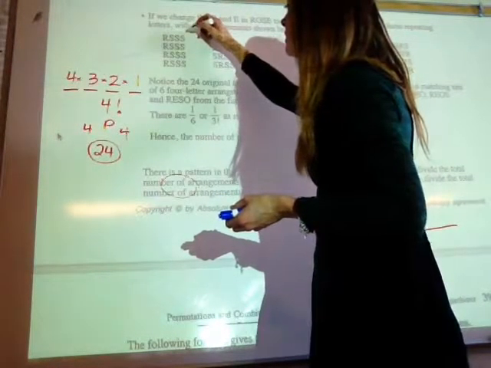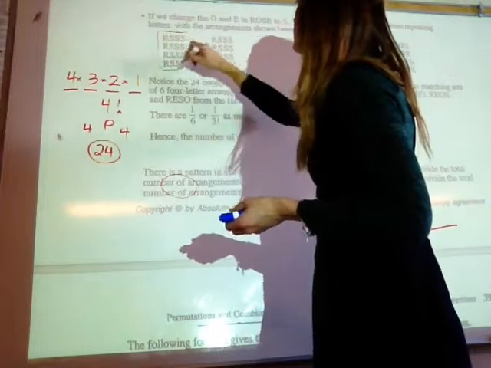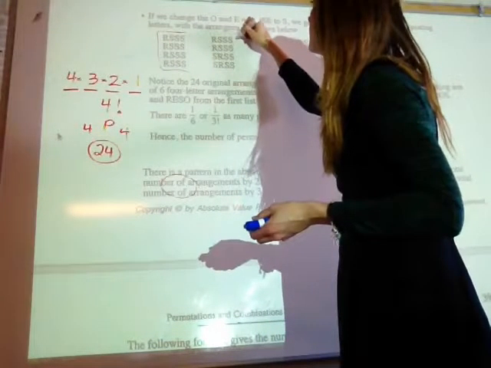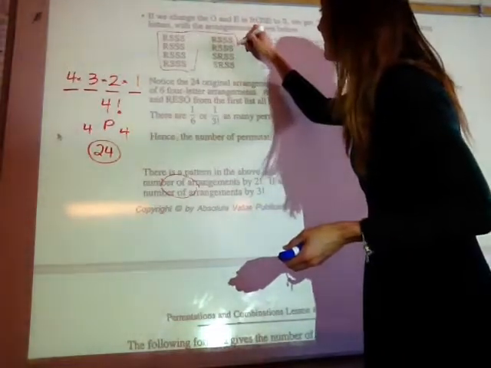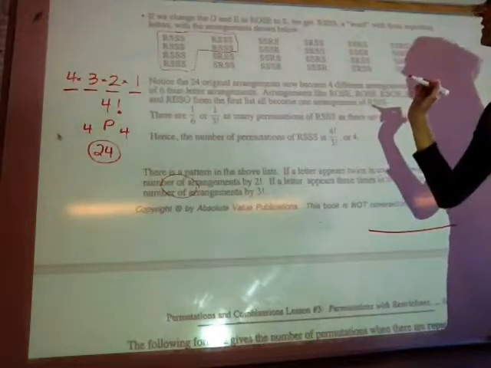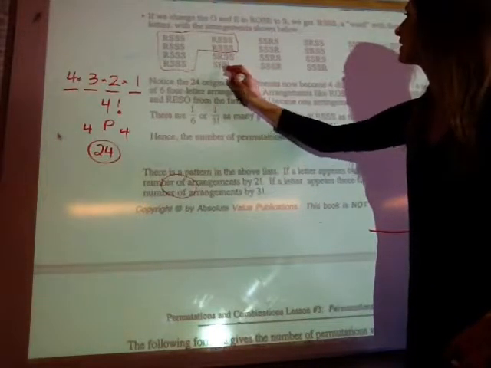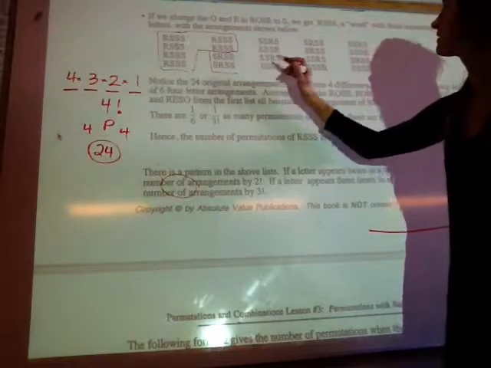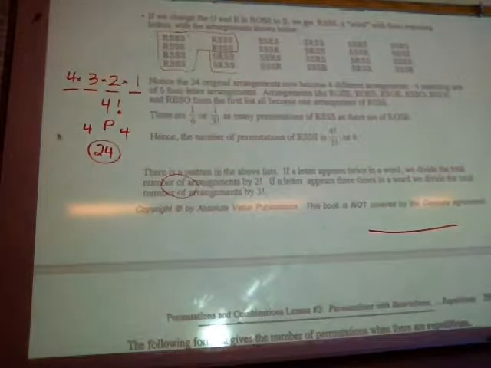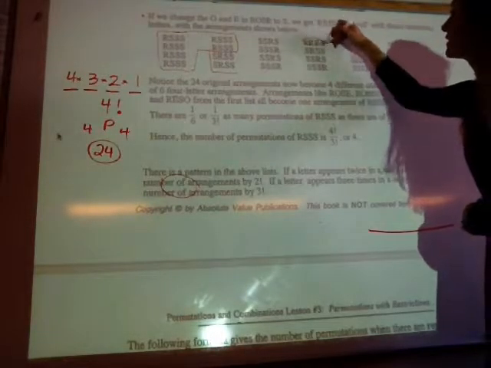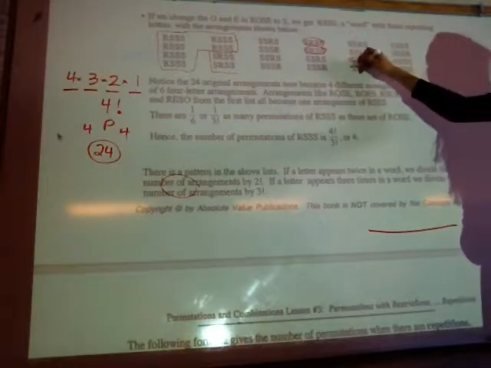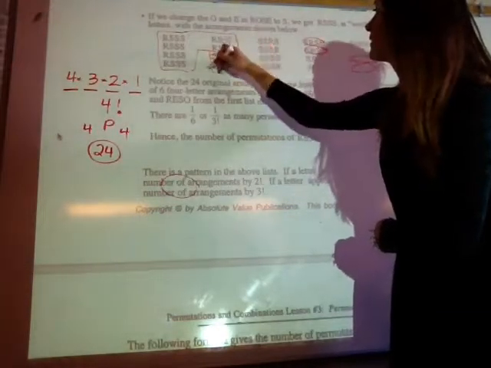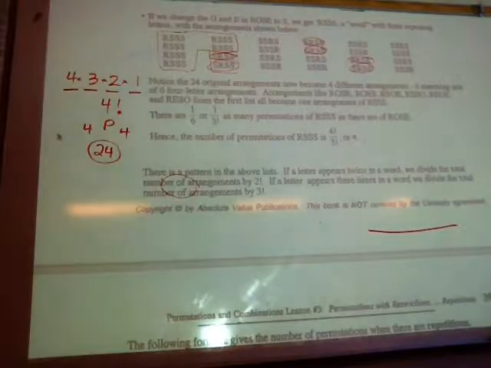Hold on, with our SSS, these are the same, sorry, these are the same. It's not really ordered. Let's circle these then. SRSS, do you see any more? So how many do we have? 6, 6, and then 6, and then another 6.